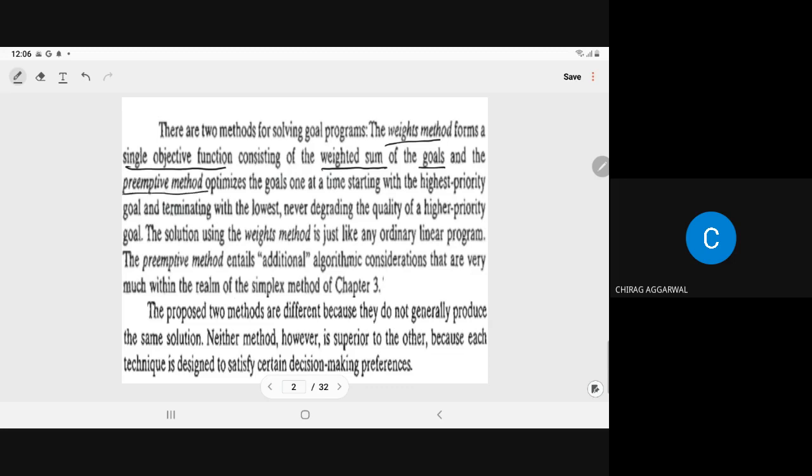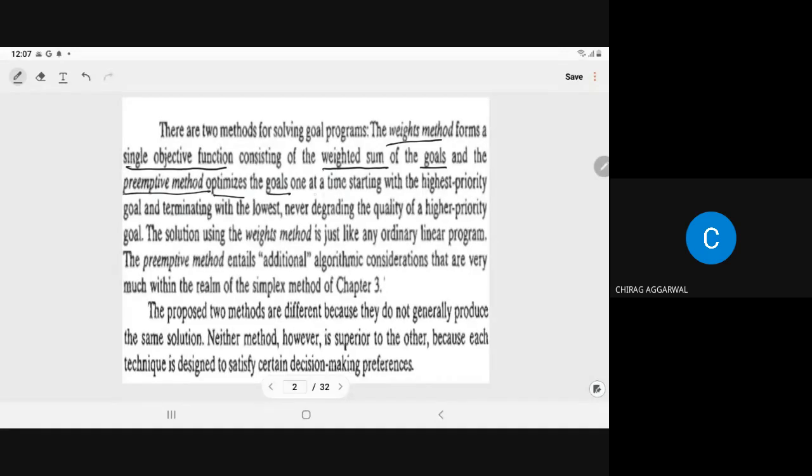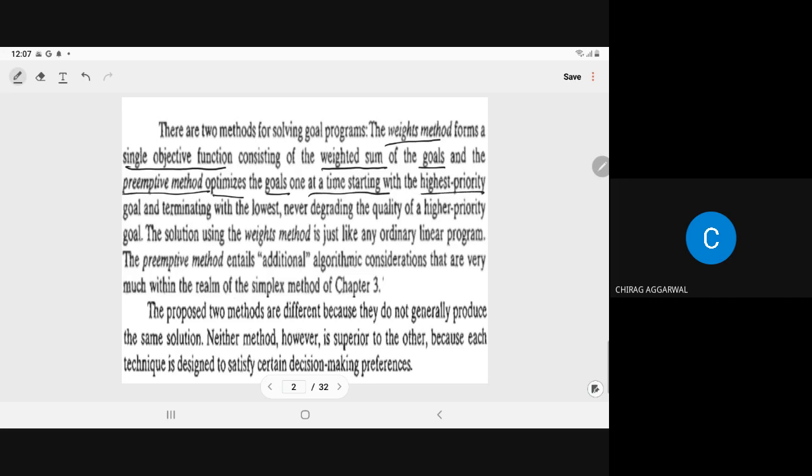And the other one is the preemptive method. In this, we optimize the goals in the order of priority. The objective function which has higher priority will be optimized first, thereafter we optimize the lesser priority, and at the last we optimize the least priority objective function or goal. So here we go one at a time, starting with the highest priority goal, terminating with the lowest priority.